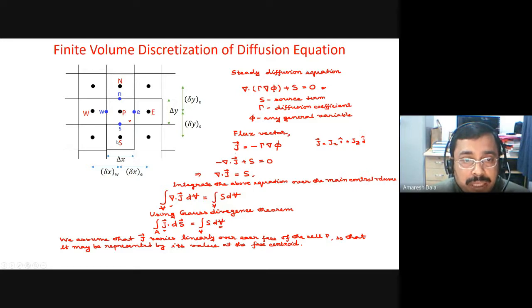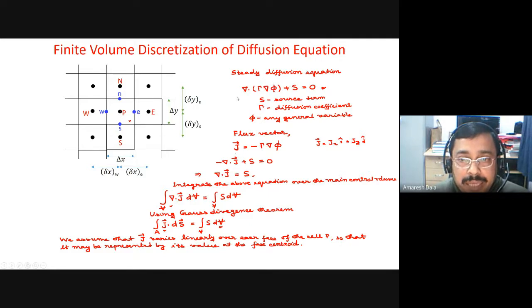So these are the neighbor cells, and you can see in this volume, these are the faces, and the face centers are denoted by small e, small n, small w, and small s. So these are east, north, west, and south. These are the face centers, and these are the grid spacings delta x and delta y, and the distance between two cell centers. Delta x e is for this east face, and this is delta x w. Similarly, delta y n and delta y s. So we can write this steady diffusion equation in vector form, where gamma is the diffusion coefficient, s is the source term, and phi is any general variable.